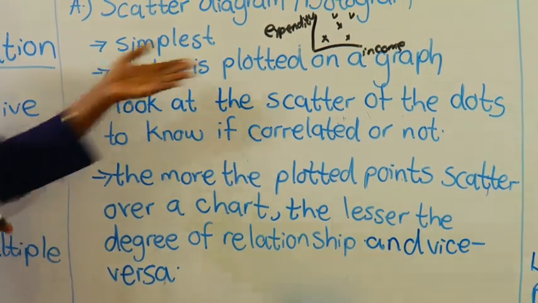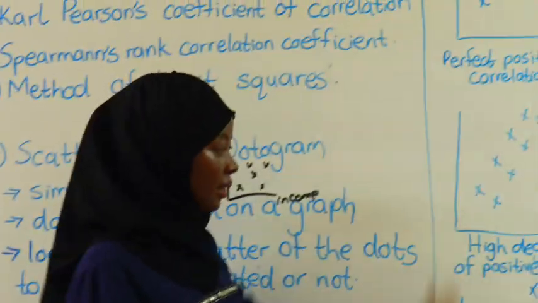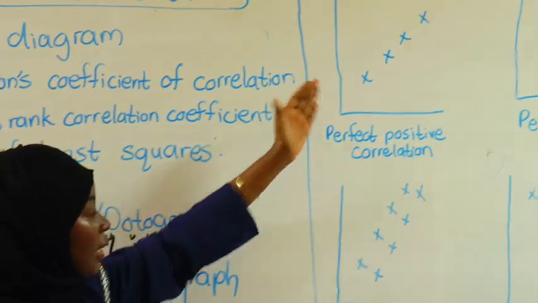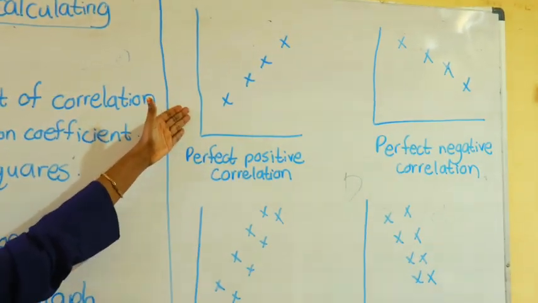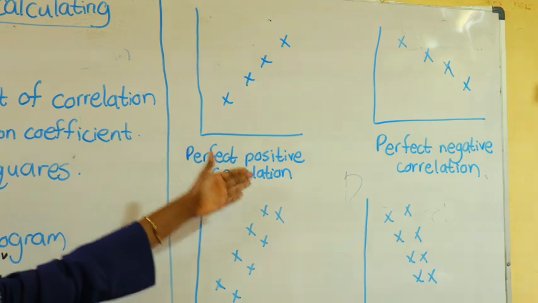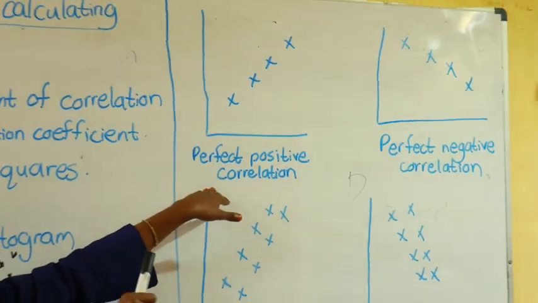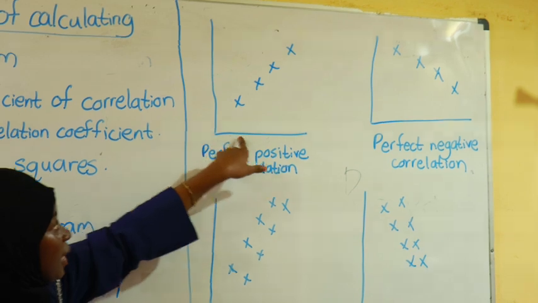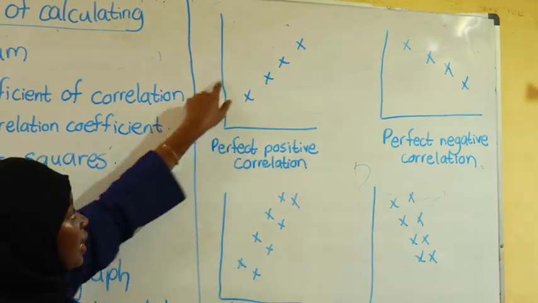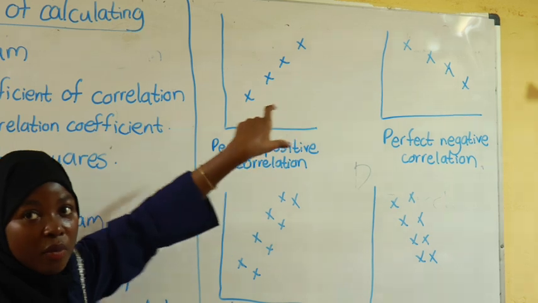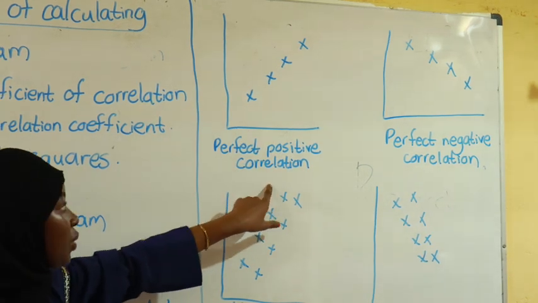Okay? So when you draw your graph, you'll end up with graphs like this. Say you plot your graph and your dots look like this. This is a perfect positive correlation. We say positive correlation, they're all moving in the same direction. That means if, say this is income, if income is increasing, also expenditure is increasing. They're both increasing. They're all moving in the same direction. So that is a perfect positive correlation.